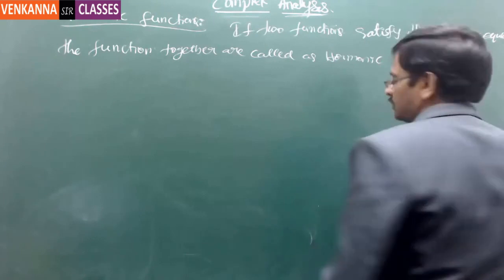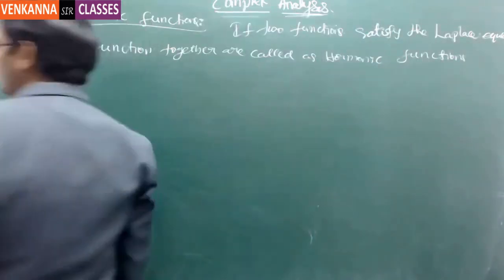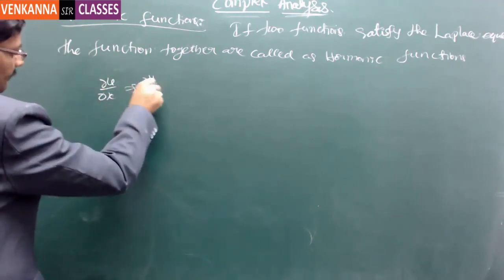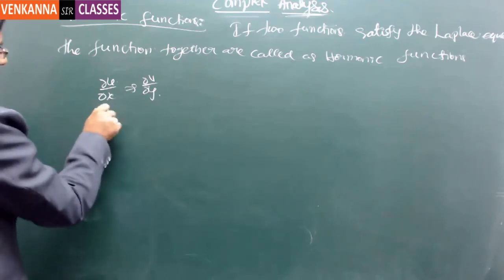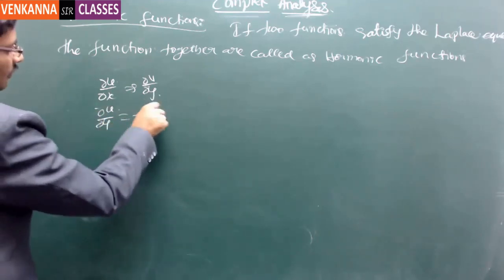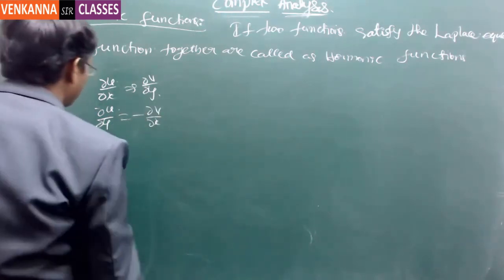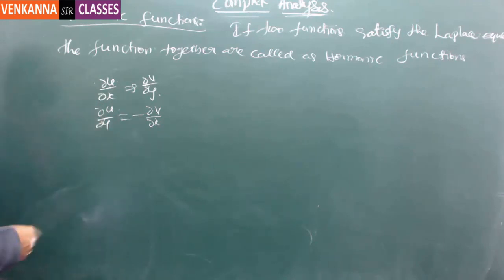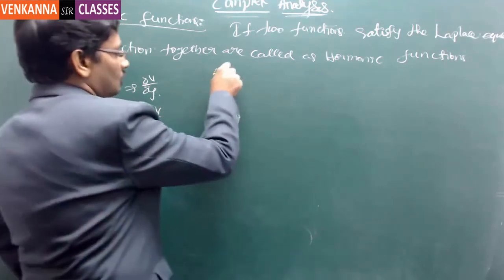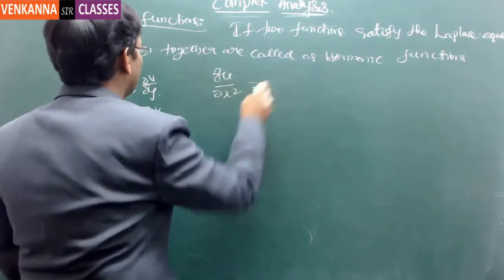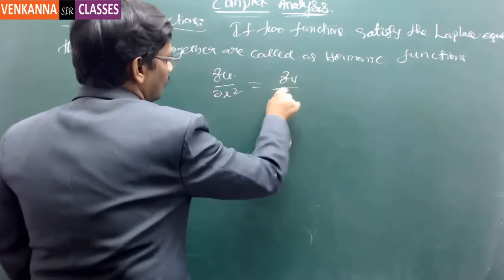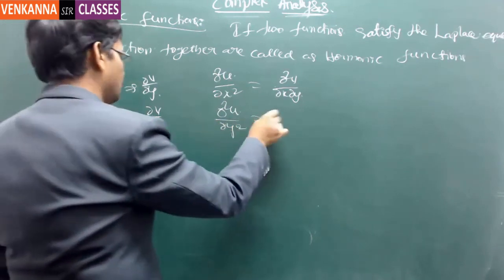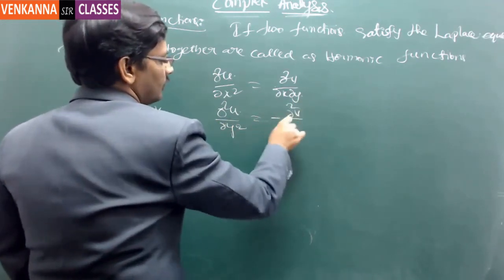Harmonic functions. Here the CR equations that we have defined are ∂u/∂x equal to ∂v/∂y. Similarly, ∂u/∂y equal to minus ∂v/∂x. These are the CR equations. Now I take ∂²u/∂x² and ∂²u/∂y² and try to add them together. That is ∂²u/∂x² is equal to ∂²v/∂x∂y. Similarly, ∂²u/∂y² is equal to minus ∂²v/∂x∂y.